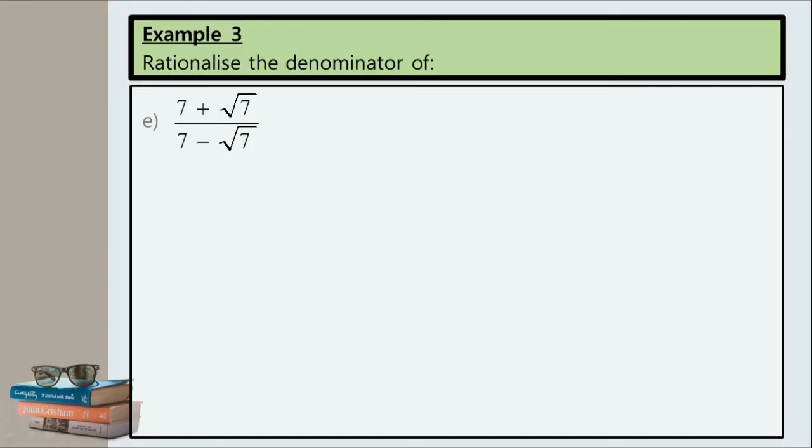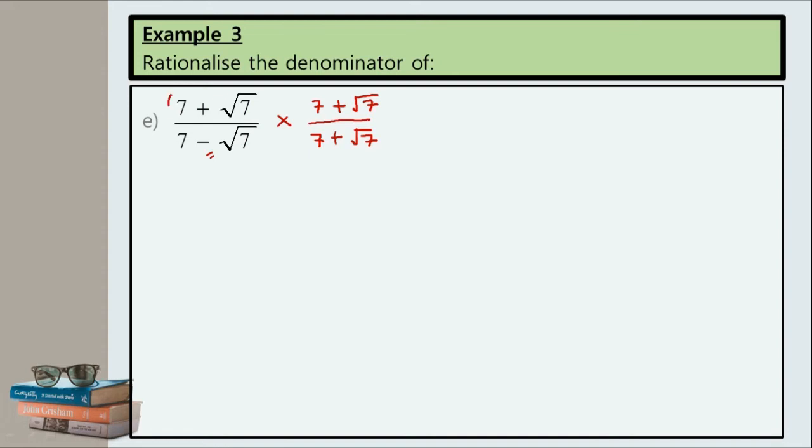Example 3E, we have 7 plus surd 7 over 7 minus surd 7. So to rationalize, we need to multiply with the conjugate. Since we have denominator 7 minus surd 7, so our conjugate is 7 plus surd 7. So denominator 7 plus surd 7, atas pun kita kena darab dengan benda yang sama. So 7 plus surd 7.